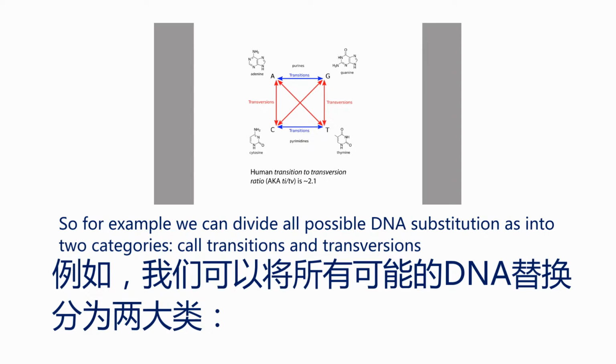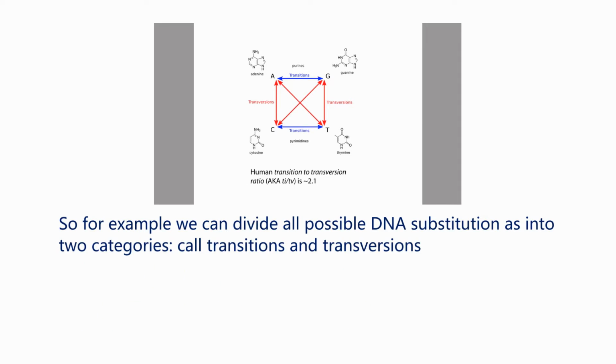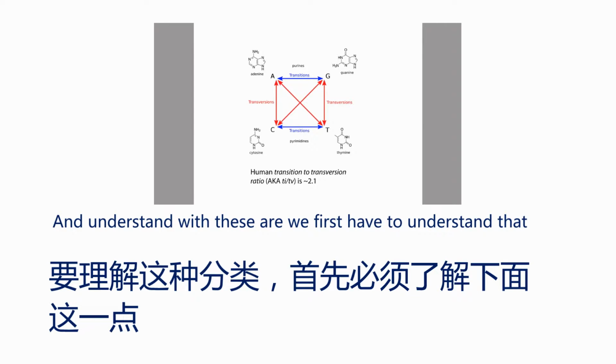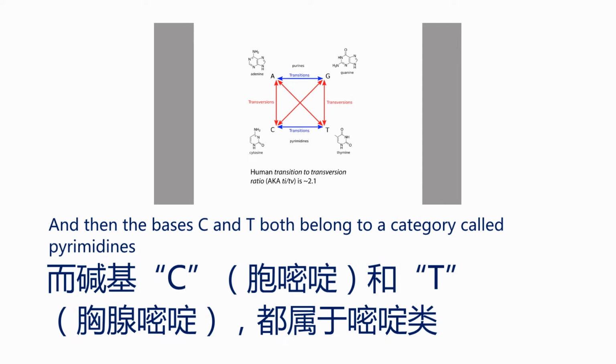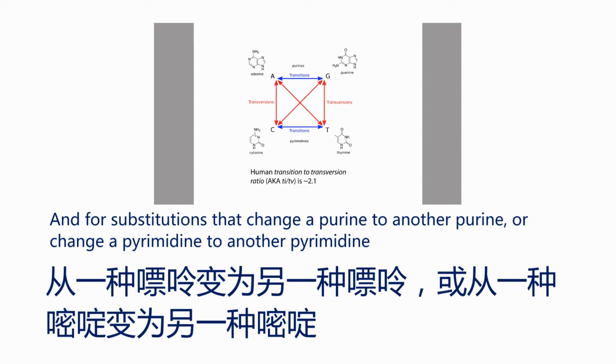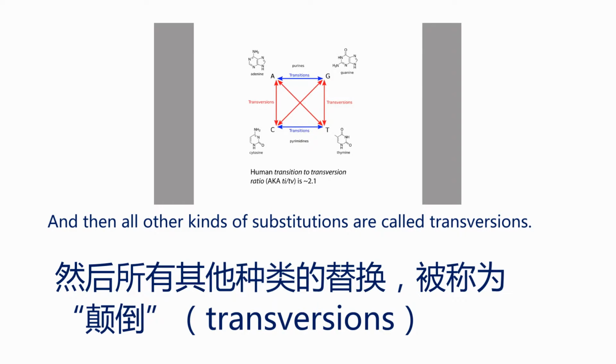So for example, we can divide all possible DNA substitutions into two categories called transitions and transversions. And to understand what these are, we first have to understand that the bases A and G, adenine and guanine, both belong to a category called purines. And then the bases C and T both belong to a category called pyrimidines. And substitutions that change a purine to another purine, or that change a pyrimidine to another pyrimidine, are called transitions. And then all other kinds of substitutions are called transversions.